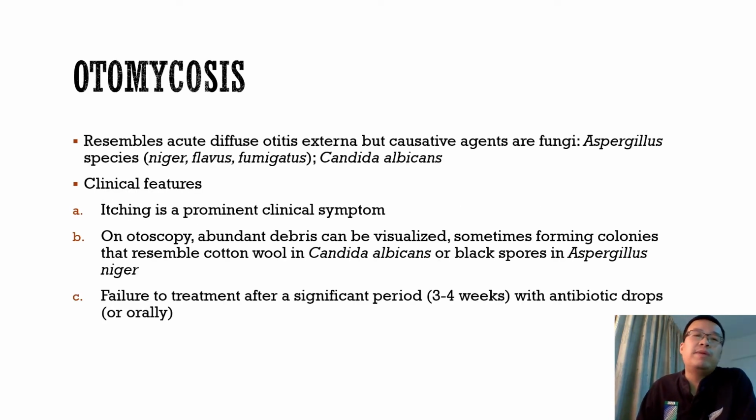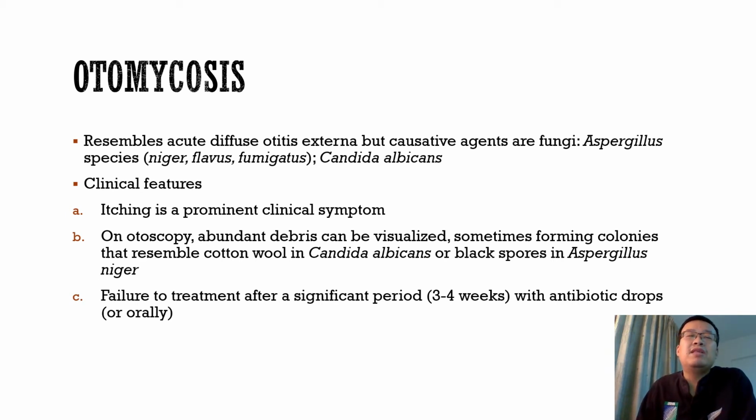So let's move on to otomycosis. Otomycosis is the fungal infection form of diffuse otitis externa. Otitis externa can be bacterial or fungal, which is otomycosis. So you have Aspergillus and Candida. Itchiness is the main symptom. You can see debris, which may resemble cotton wool in Candida, or as we call it, like a wet newspaper. Or you may see obvious black spores in Aspergillus infections.